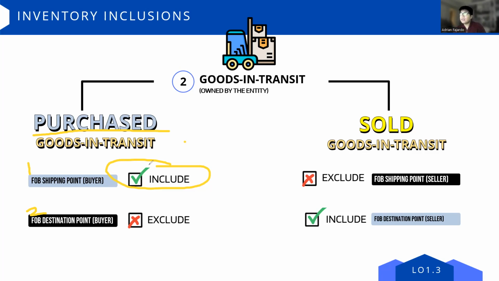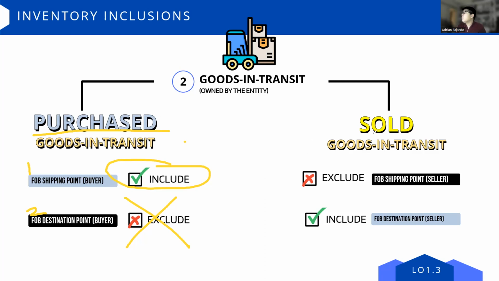On the other hand, pag destination point, we exclude. Di pa yan part ng inventory natin. Why? Kasi papunta siya sa'yo, pero sino yung nagbayad? Si seller. So, magta-transfer lang siya ng ownership pag na-receive mo na siya. So, hindi pa siya goods mo when it's in transit. So, when it's purchased, goods in transit, pag shipping point, we include. Pag destination point, we don't include.